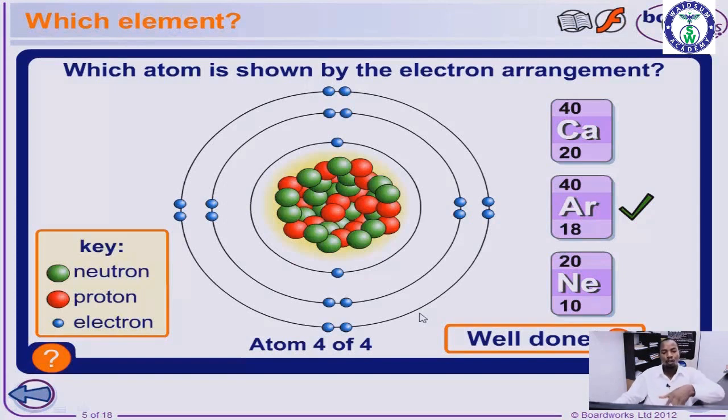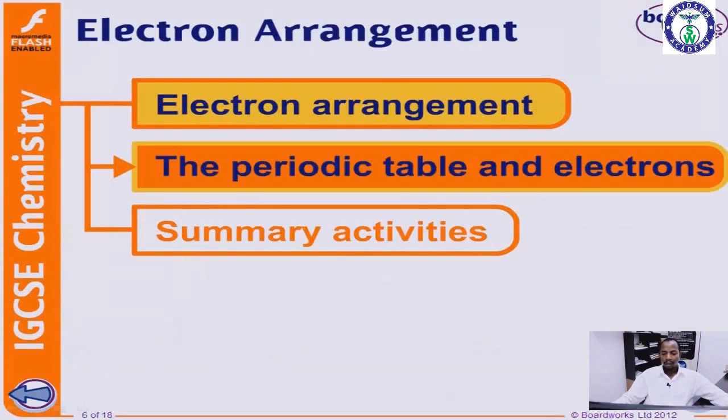So the number of electrons as they've been arranged in the shell or in the orbit can also determine the element or the atom that we're talking about. Okay, so that's great, and that's it for this video. Watch out for our next video, which is going to talk about the periodic table and the electrons in the periodic table.